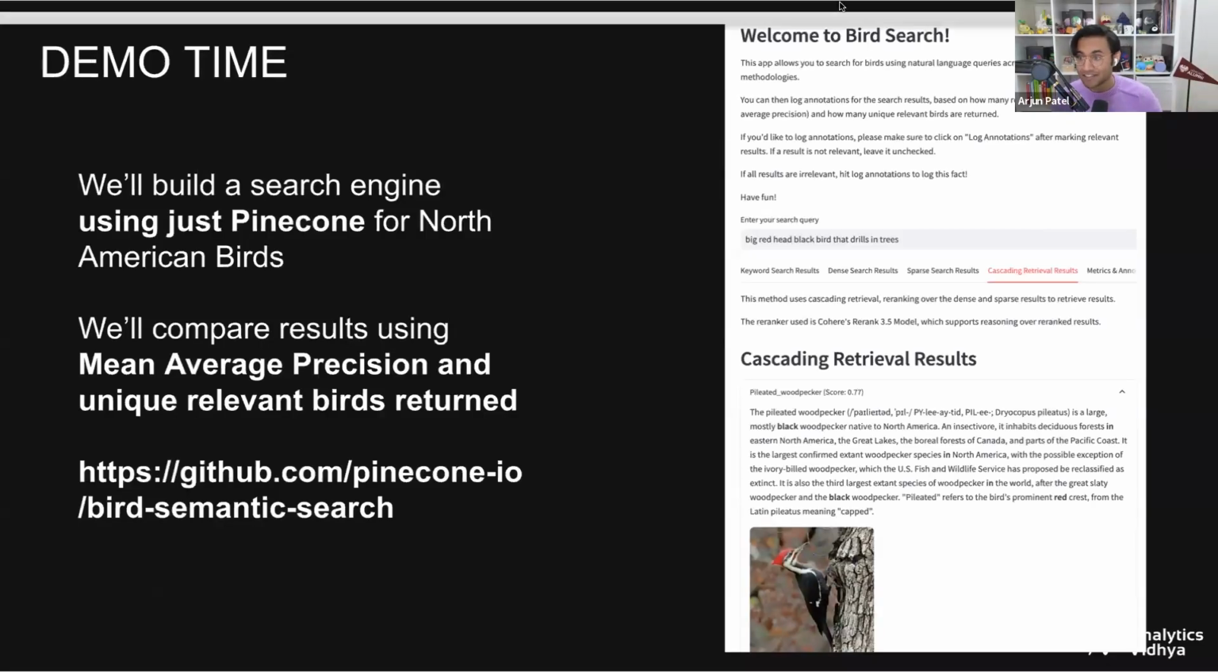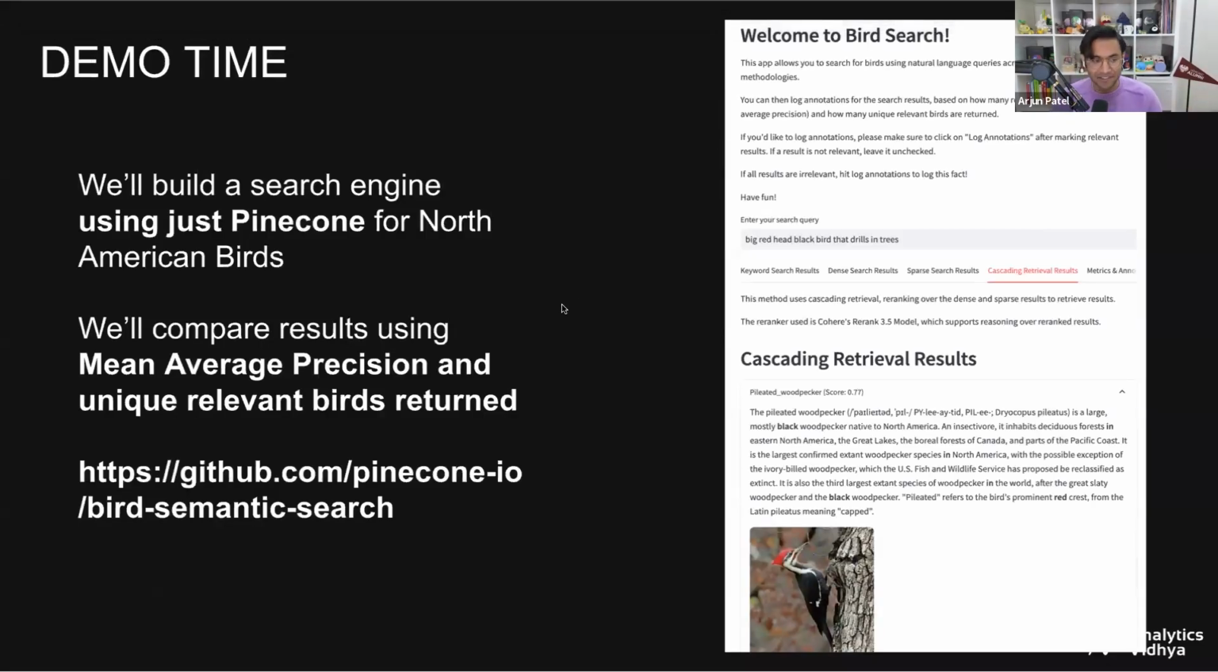Great, so this brings us to our demo, which I'll spin up in just a second. We're going to build a search engine using just Pinecone as our primary dependency for all kinds of North American birds. So we'll ingest a data set of all the North American birds on Wikipedia, and we'll try to learn about different kinds of search by doing this type of ingestion. We'll use Pinecone for inference to create the embeddings, and we'll use Pinecone for doing the vector search as well.